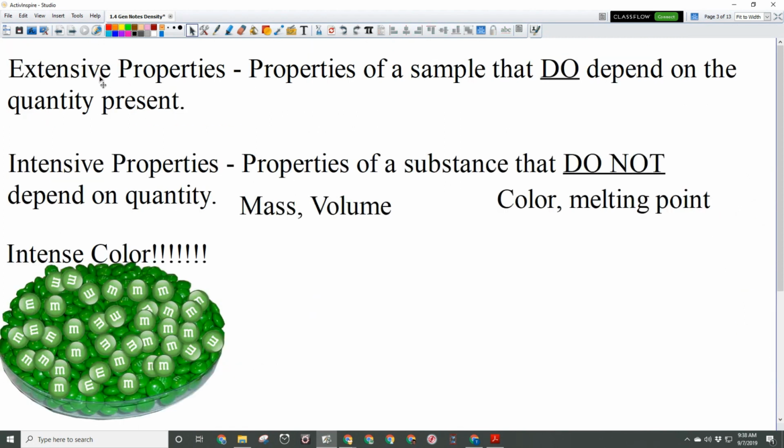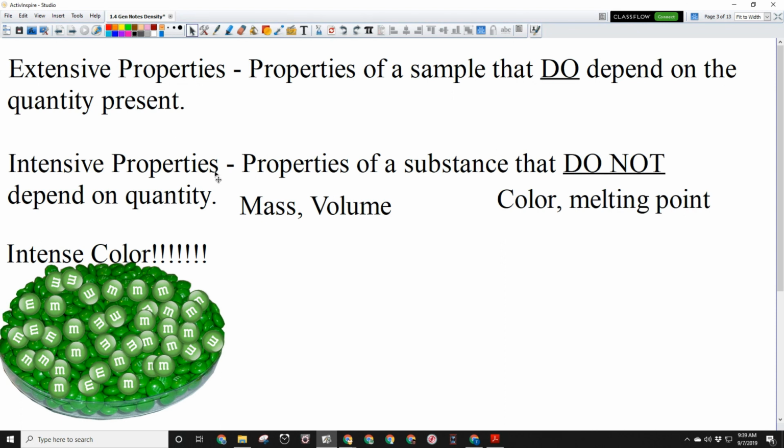All right, another thing that test takers like to talk about are extensive and intensive properties. And you will be tested on this. I guarantee you it will be a test question. So if you've never heard of extensive or intensive properties of matter, I'm about to tell you what it is. Extensive properties are properties of a sample that do depend on the quantity that's present or how much you have. Intensive properties are properties of a substance that do not depend on the quantity or how much you have.